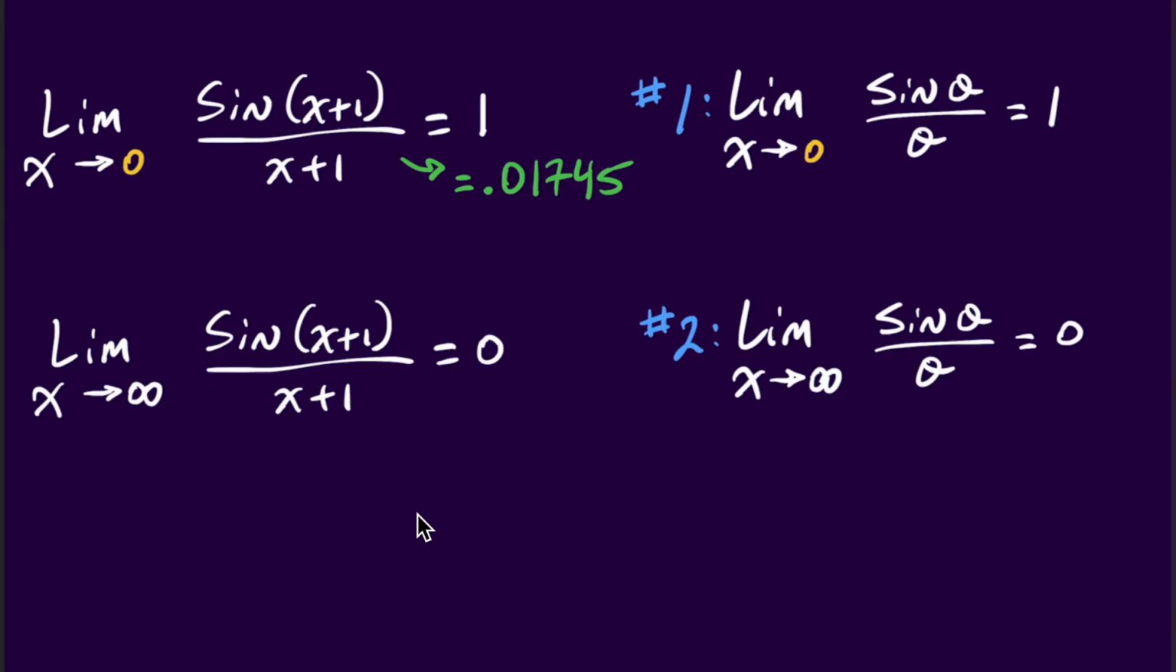So folks, what did we learn based on the last two examples? If you have this function right here, you're trying to take the limit as x approaches 0. It turns out the classic limit does not hold. Recall, we got the result here, 0.01745. However, if you look at classic limit number 2, same setup, same argument, same denominator, it does hold. This doesn't hold, this one does.